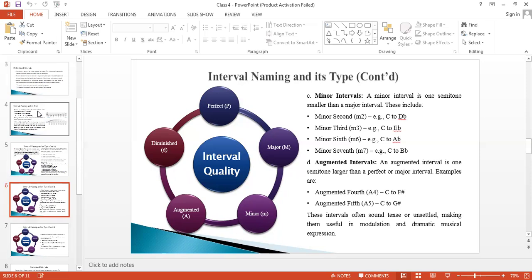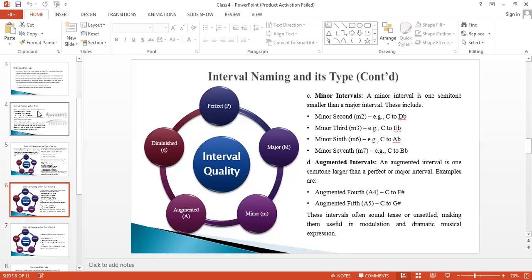So the minor third, you see from C to E. Instead of E natural, it was reduced by a semitone, which makes it E flat. So E flat is reduced, smaller than E, while E sharp is increased, or bigger than E. So instead of E sharp, we have E flat. The minor sixth is there and the minor seventh is also there.